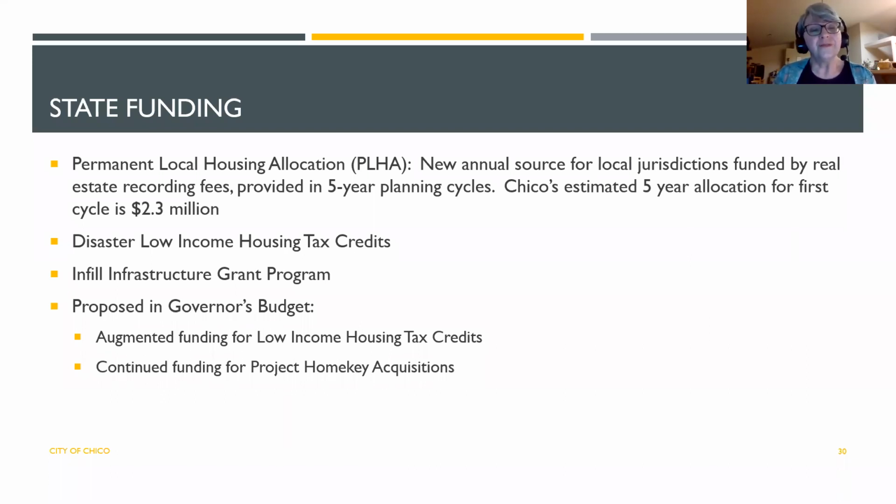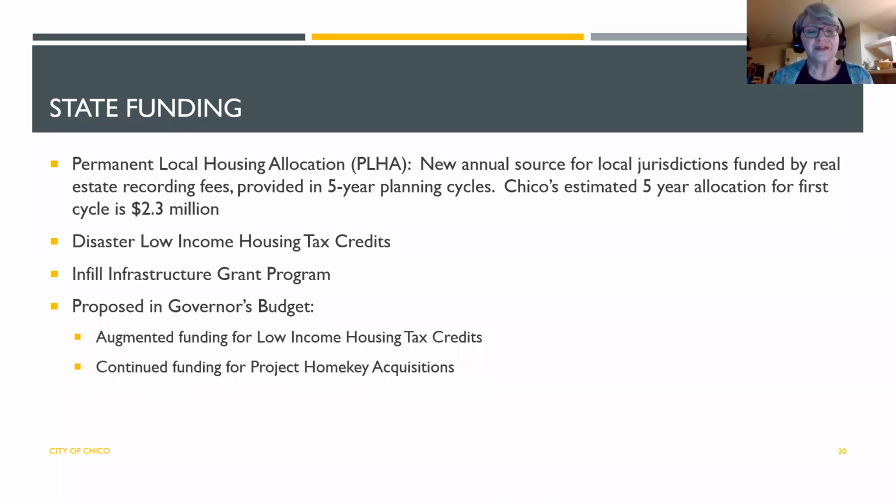I had also earlier mentioned disaster low-income housing tax credits. The state also has a program called the Infill Infrastructure Grant Program, which can assist for those parcels that would be suitable for the development of affordable housing, but have a lack of infrastructure that's available at those parcels right now.